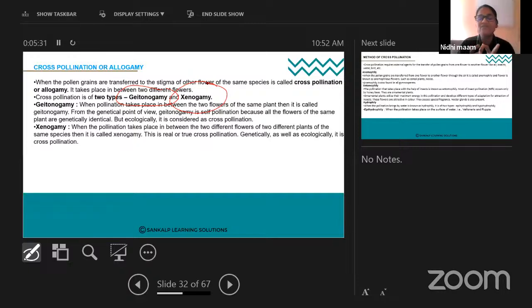In this we can find variations. Differences from one generation to another generation can be seen. In which? Xenogamy. Very important for CET. In which kind of pollination can you see genetically varied offsprings? In xenogamy, the plants that have done pollination through it, what happens? We can find genetically varied organisms.